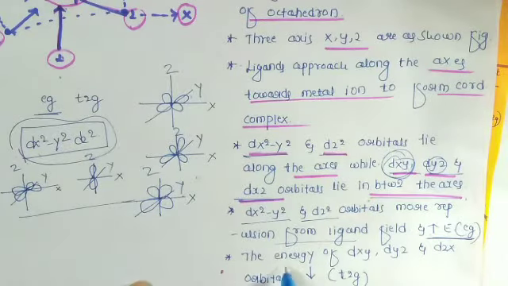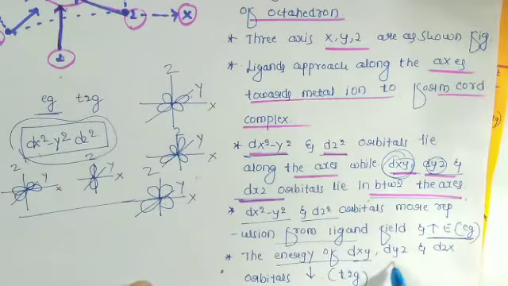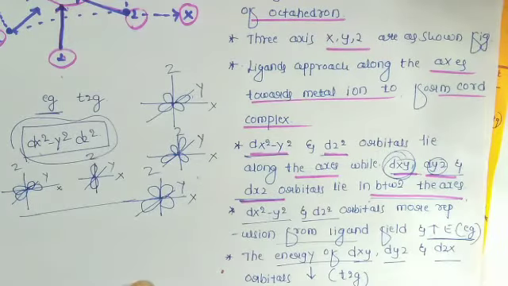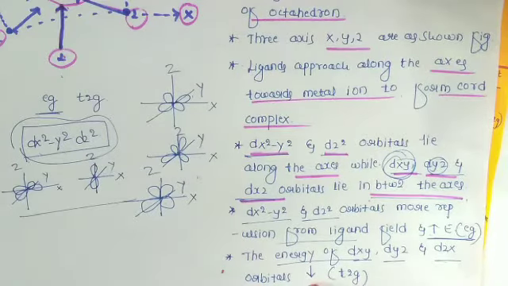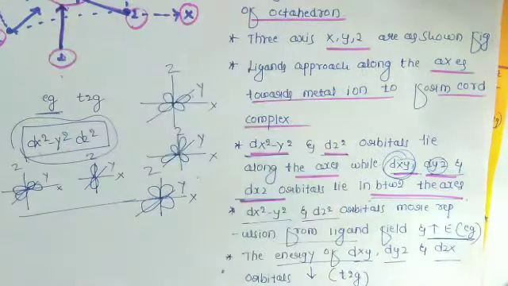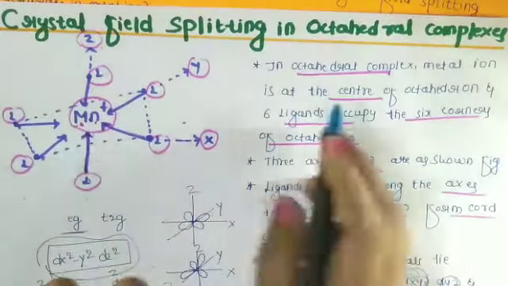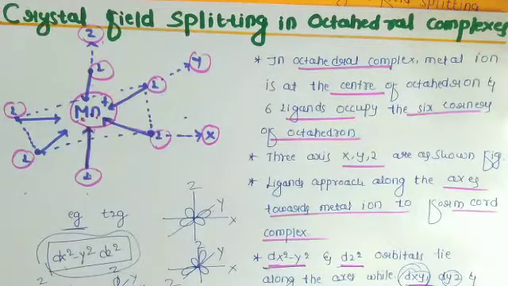So next, the energy of the dxy, dyz, dzx orbitals decreases. Okay, these orbitals decrease in energy. This is about crystal field splitting in octahedral complexes.